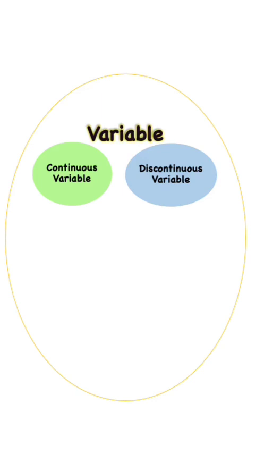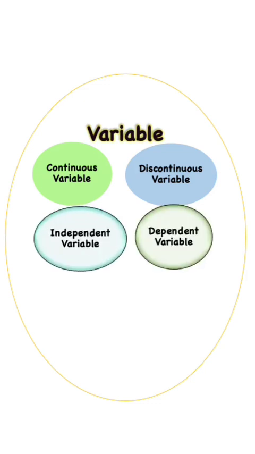Any research can't be done without a variable. The variable which the researcher has in his or her study may be either continuous or discontinuous. Then we have the independent variable and the dependent variable. Independent variable is that variable which brings change in any other variable. It is also known as the treatment variable, or the manipulated variable. We manipulate this variable.